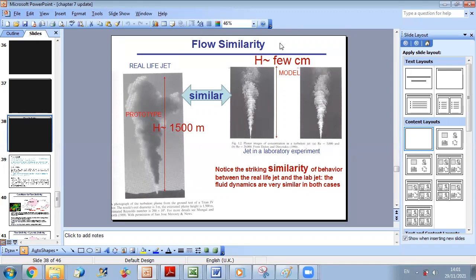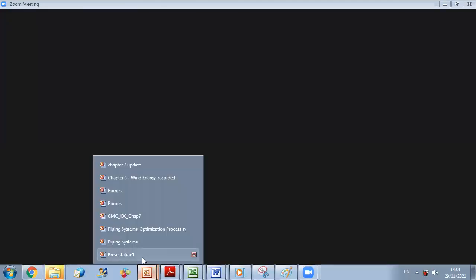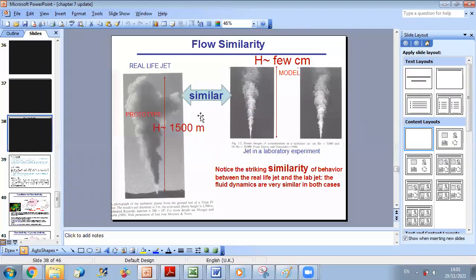Now, we have several conditions to satisfy similarity. First, you should have geometrical similarity, you should have flow similarity, and we'll see what we mean by this. So we can notice here the similarity of behavior between the real jet and the lab jet, and the fluid dynamics are very similar in both cases. However, the scale, the size, is very different. Okay, how to deal with this?